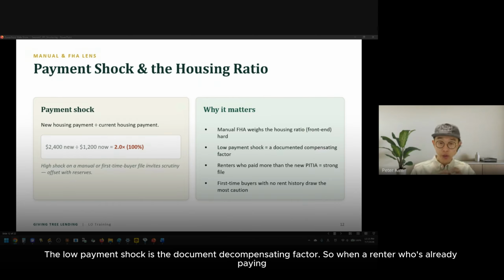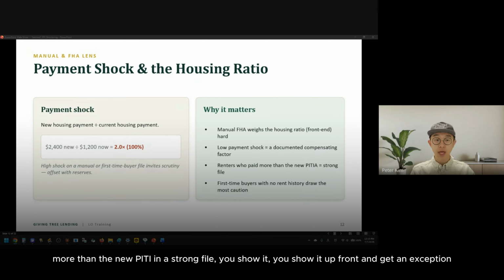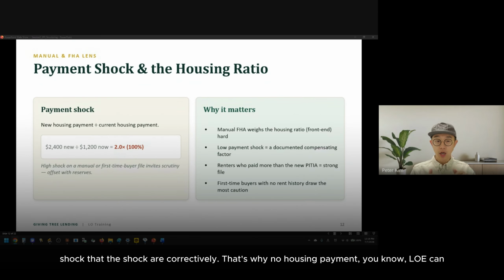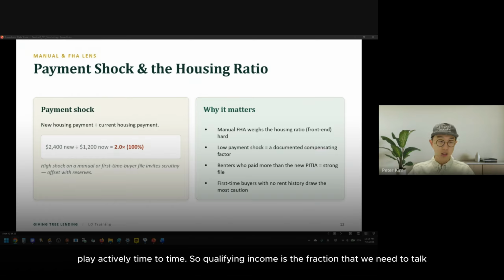So when a renter is already paying more than the new PITI in a strong file, you show it up front and get an exception over it. First-time home buyers with no rent history draw the most caution, so flag the shock proactively. That's why a no-housing-payment LOE can come into play from time to time.